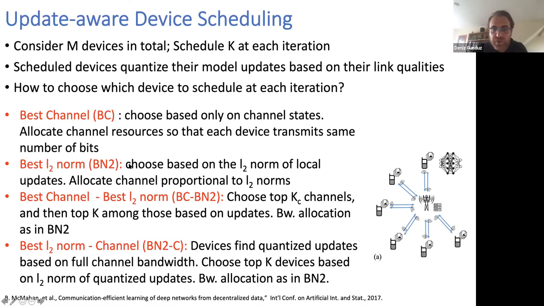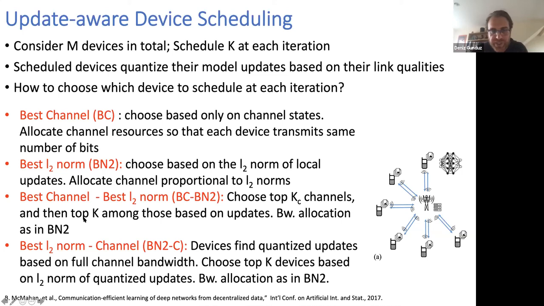Or what we could do, normally, of course, we want to schedule the user which has the most important update, right? So whose update is going to help us in terms of learning. And for that, we use a proxy, the L2 norm. So the larger the L2 norm of the local update, we assume that's going to somehow impact more the global model. So instead, we can basically schedule users based on their L2 norm. This assumes, of course, that there's a two-phase communication. So they send their L2 norms instead of their channel states, maybe. And we can schedule based on that.